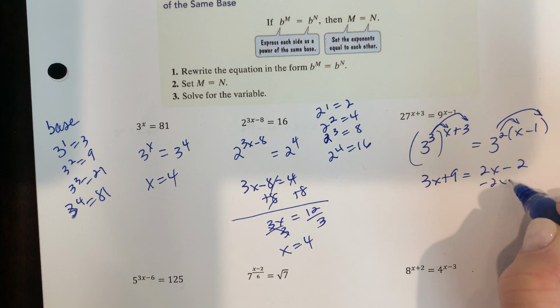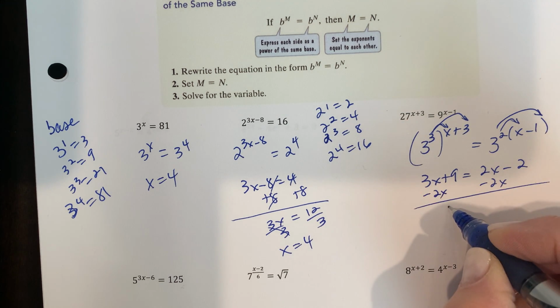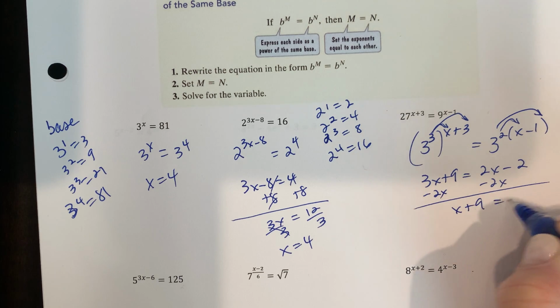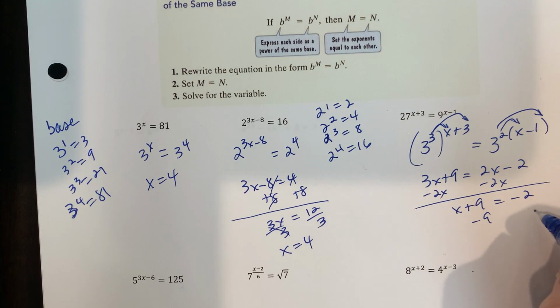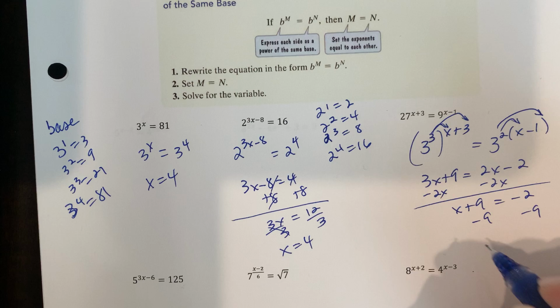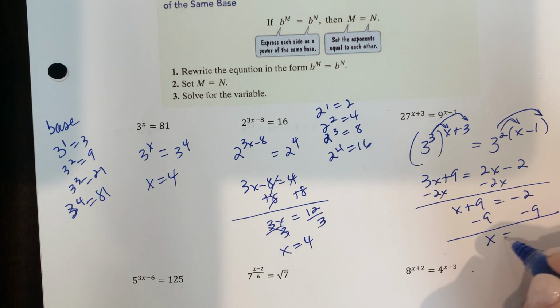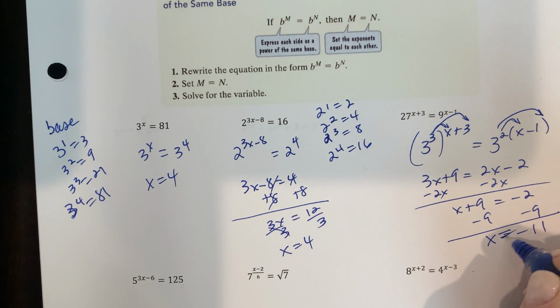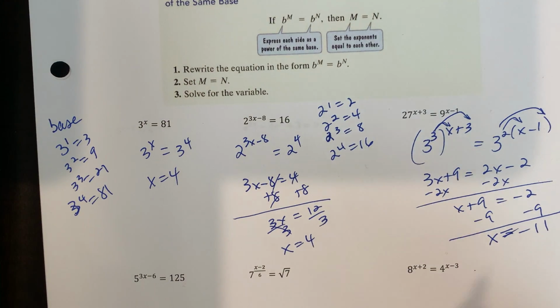Okay, so then I'm going to subtract 2x off of both sides. So x plus 9 equals negative 2 minus, Daryl, she's knocking at the door, equals negative 11. Okay, so x equals negative 11.